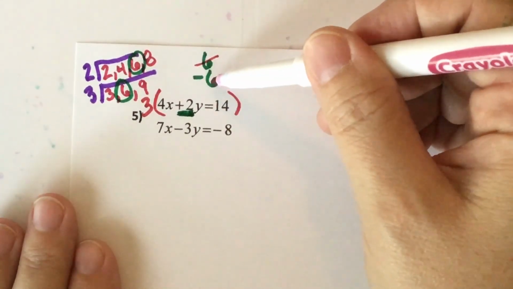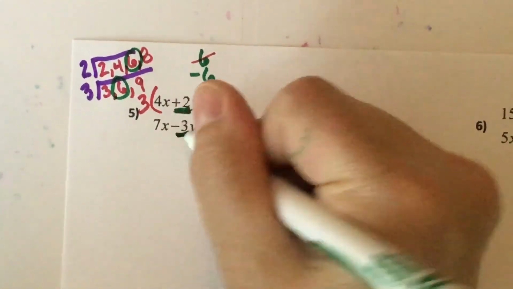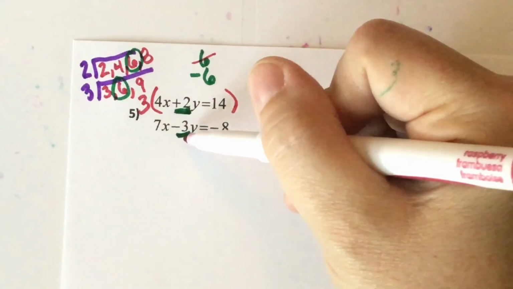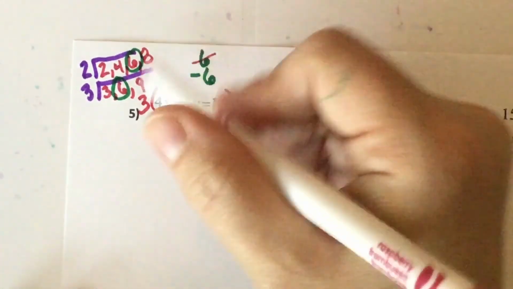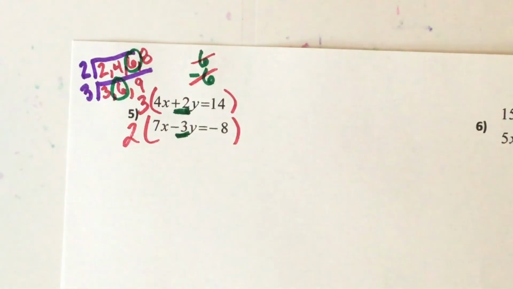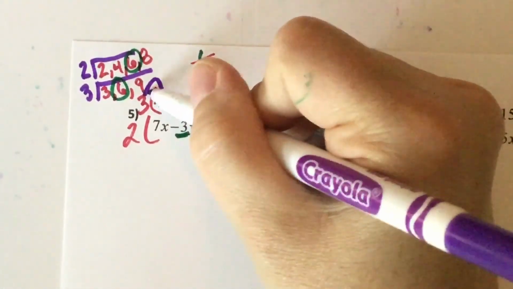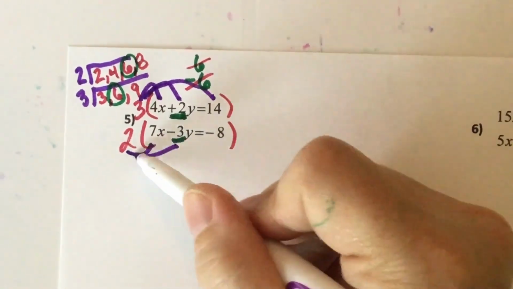Now we need a negative 6. So right now, it's a negative 3. What would you have to multiply negative 3 with to get a negative 6? A positive 2. Okay. Once you decide that, this is when you multiply all 3 things. You've got to multiply all 3 things.